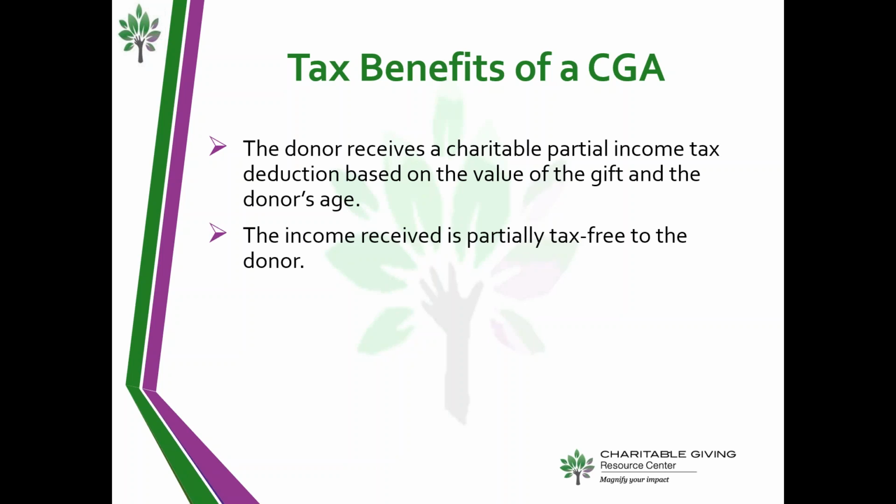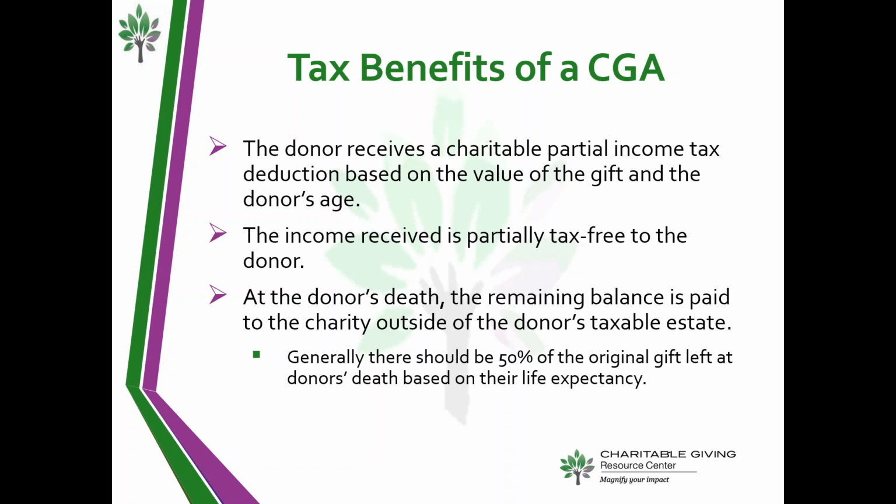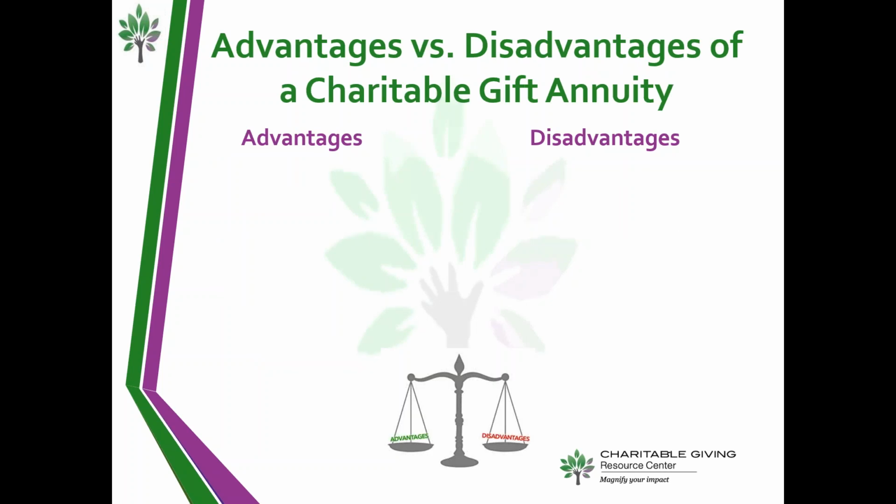But it's really cool because with the way gift annuity income is taxed, a portion of each payment is considered to be a tax-free return of principal to the donor. So that helps. And then at the donor's death, the remaining balance is paid to the charity outside of the donor's taxable estate, if they're in a taxable estate. Not many people are anymore with the high estate exemptions. And then generally about 50% should be left.